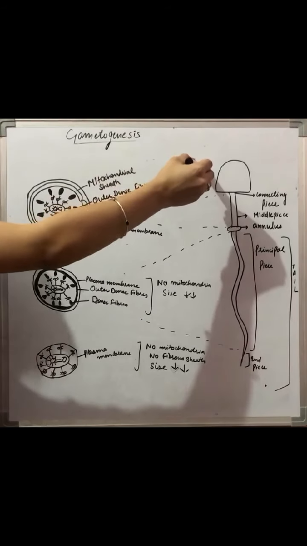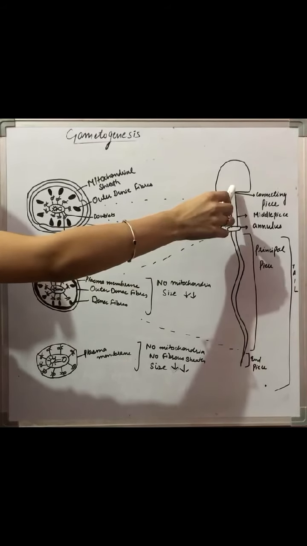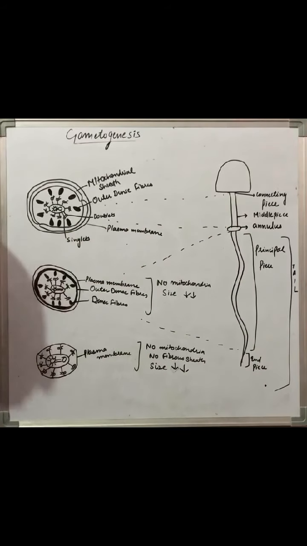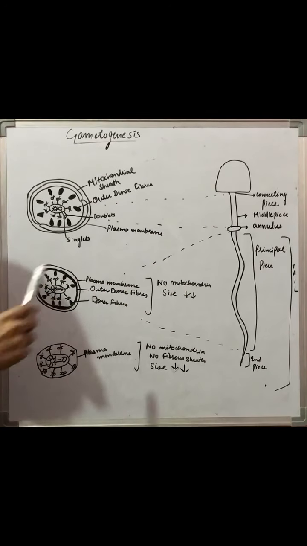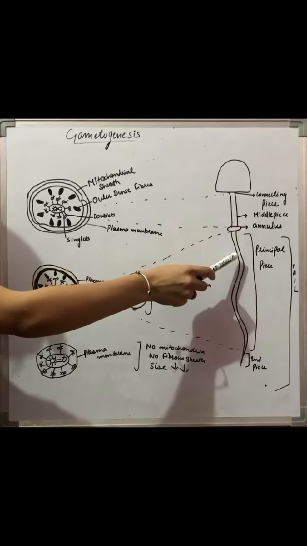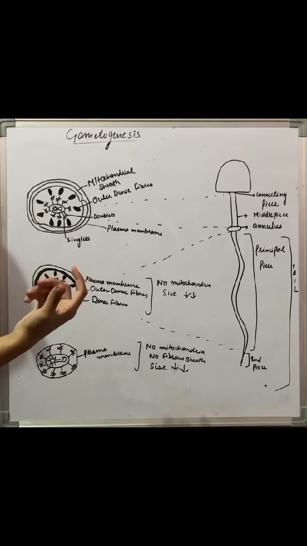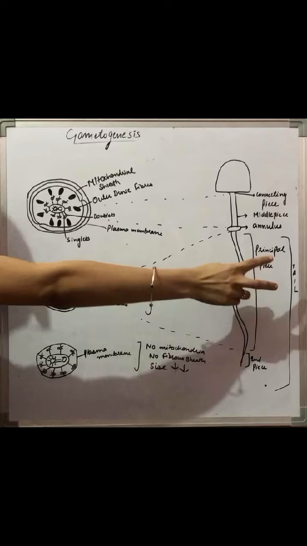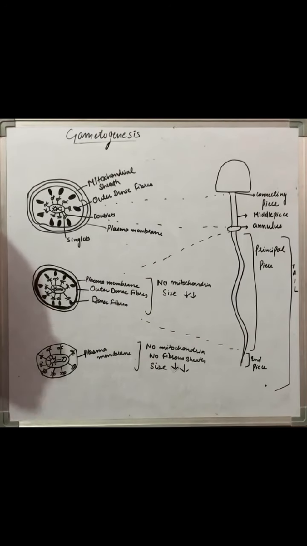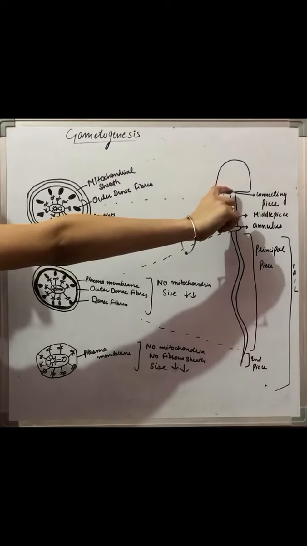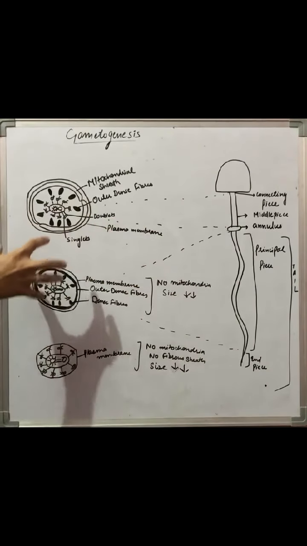So this is the head part, assume it, and this is the next connecting piece from where the flagellum is starting, and it passes through the middle piece and then it reaches the tail region. Between the middle piece and the tail region, there is an annulus, a ring kind of structure, and the tail region has two pieces. One is the principal piece and another is the end piece.